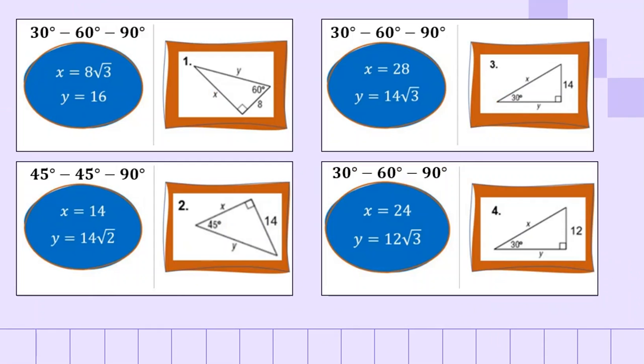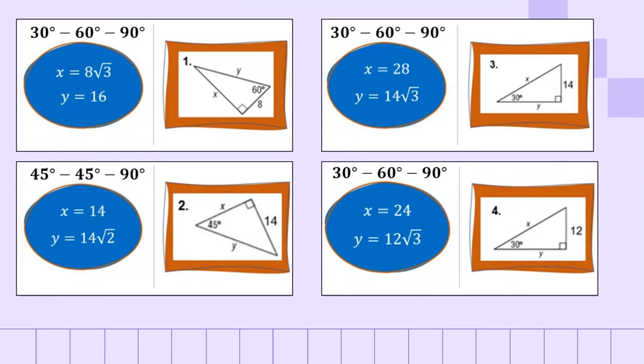Let's start first with 30, 60, 90. This is the easiest question that will be asked of you for 30, 60, 90. You are given this triangle. You see, we have a 90-degree angle in number 1 and a 60-degree angle. And we need to find x and y. These x and y are two sides of a right triangle.